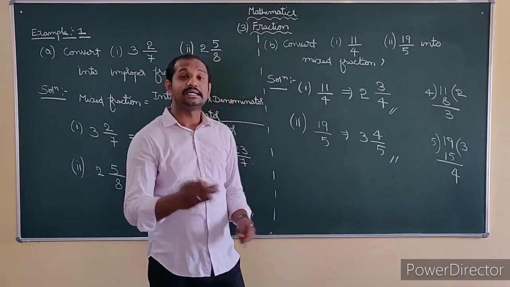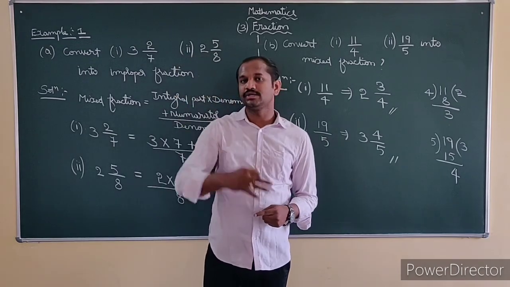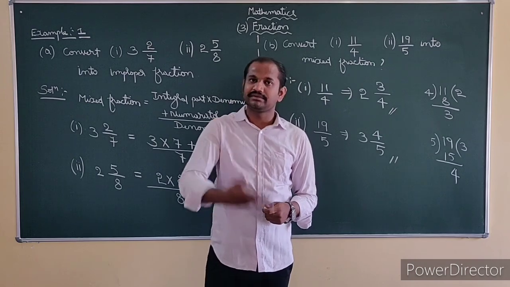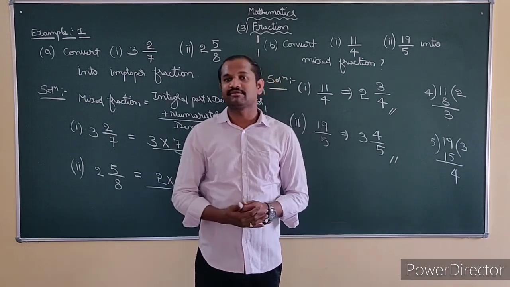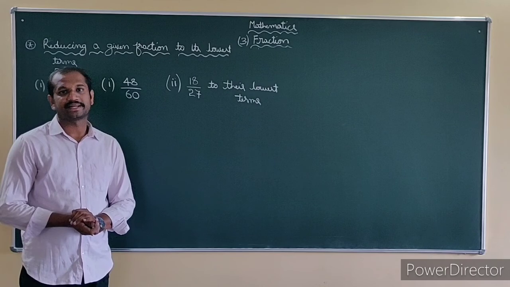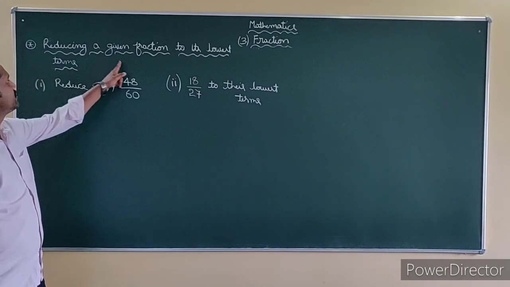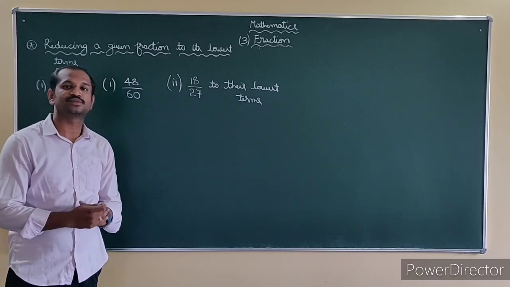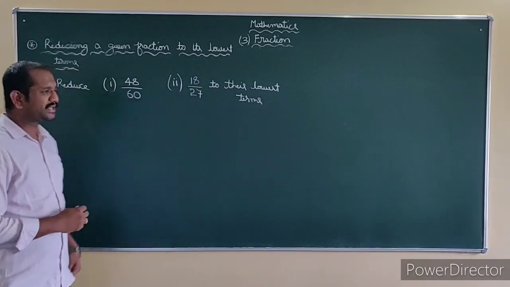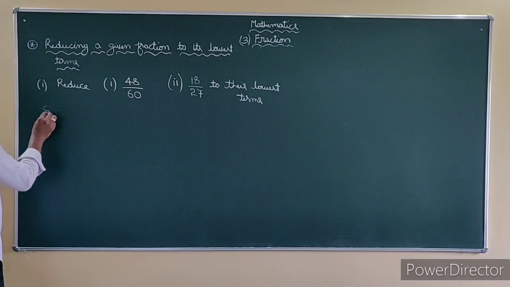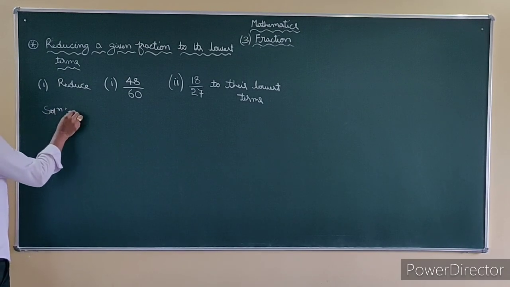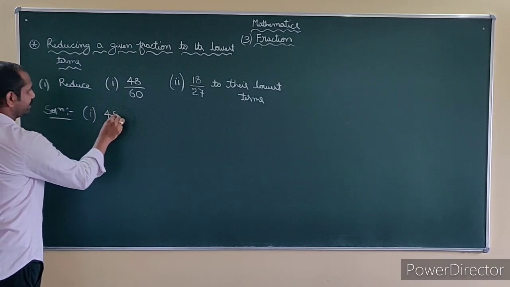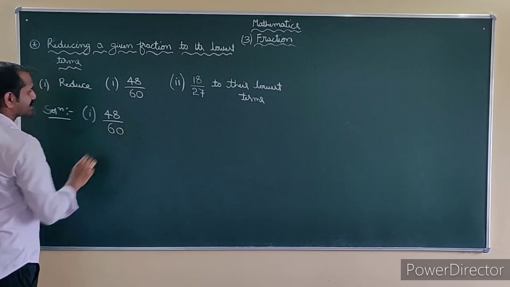The same thing. So next we have how to reduce into the lowest form. That I will show. There are two types of methods for that. We will see that now. Then we will go for the equivalent of fractions. Now we have our example 2, that is reducing a given fraction to its lowest terms. We need to reduce to its lowest terms. Two methods I will show you that we can follow. So first problem, that is 48 by 60.